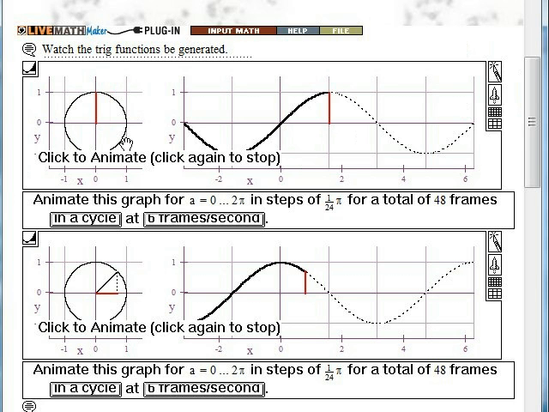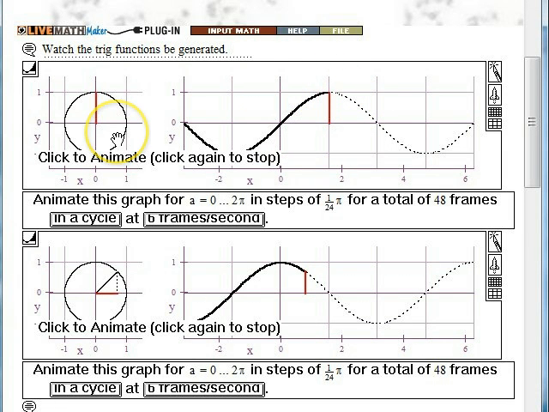At that point, the angle's pi over 2. The point right here that the terminal ray crosses the unit circle is the point (0, 1). So the y-coordinate is 1. Sine of that angle is 1. And the graph is up at the highest possible value of 1.